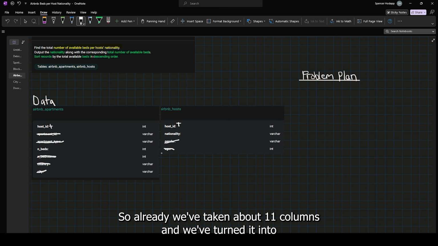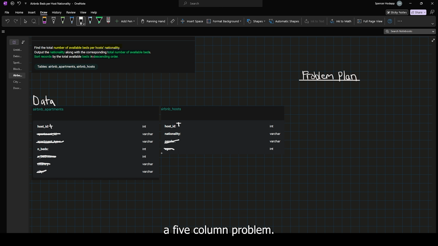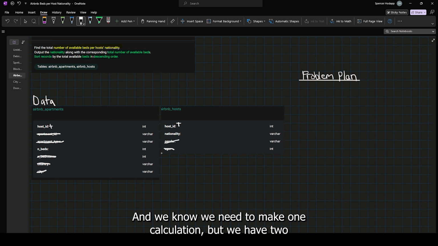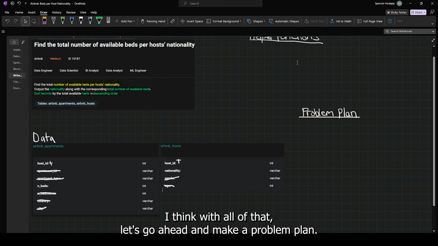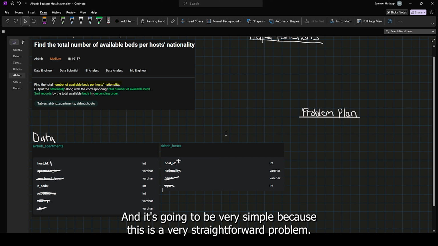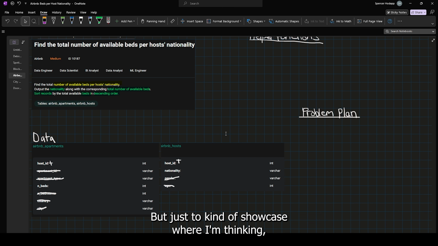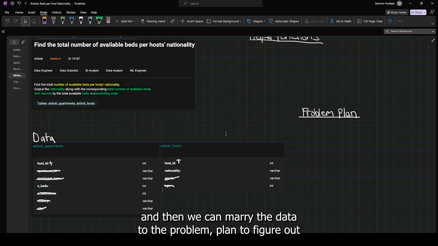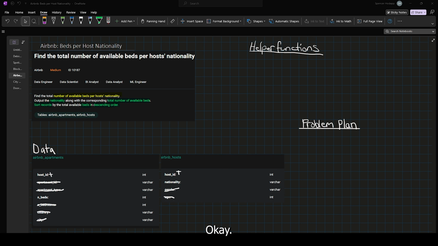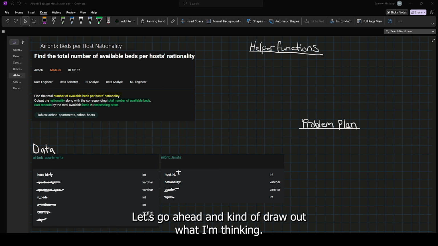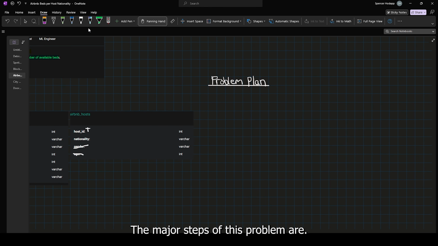So already we've taken about 11 columns and we've turned it into a 5-column problem, and we know we need to make one calculation, but we have two separate conditionals that we need to make sure our answer covers. I think with all of that, let's go ahead and make a problem plan. And it's going to be very simple because this is a very straightforward problem, but just to showcase where I'm thinking, and then we can marry the data to the problem plan to figure out what functions we want to use and which ones are available to us. All right, let's get into that problem plan. Okay, let's go ahead and draw out what I'm thinking the major steps of this problem are.